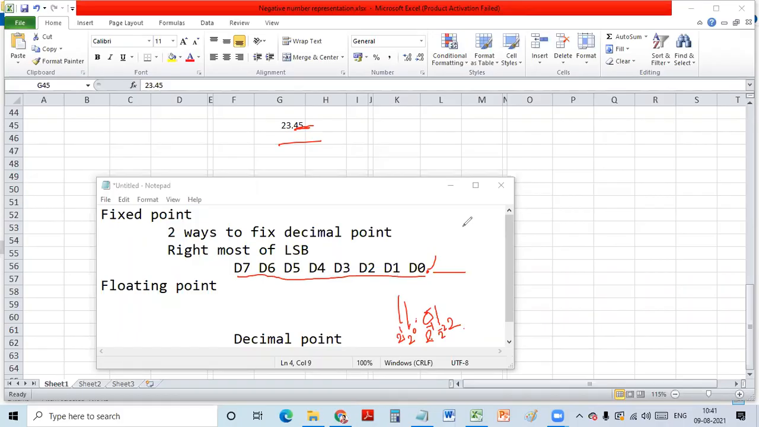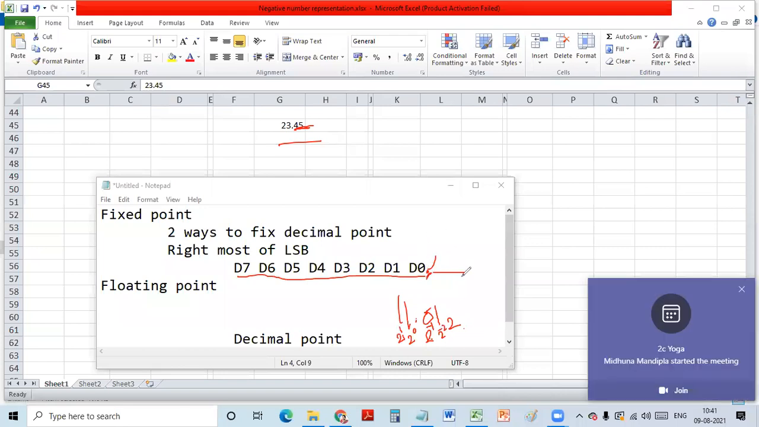Similarly here, since there are no bits available on the right side of my decimal point, this represents a complete integer. This represents only an integer number.